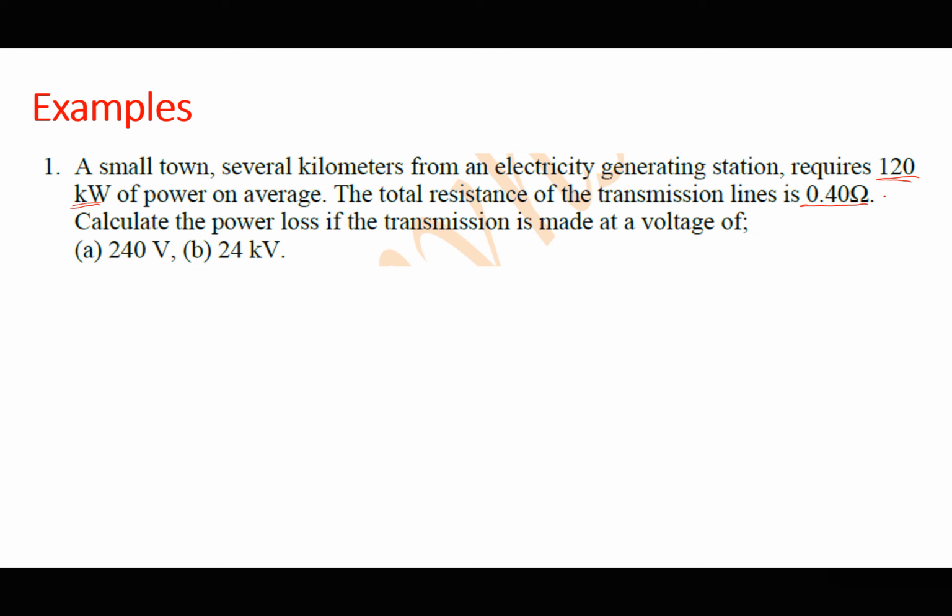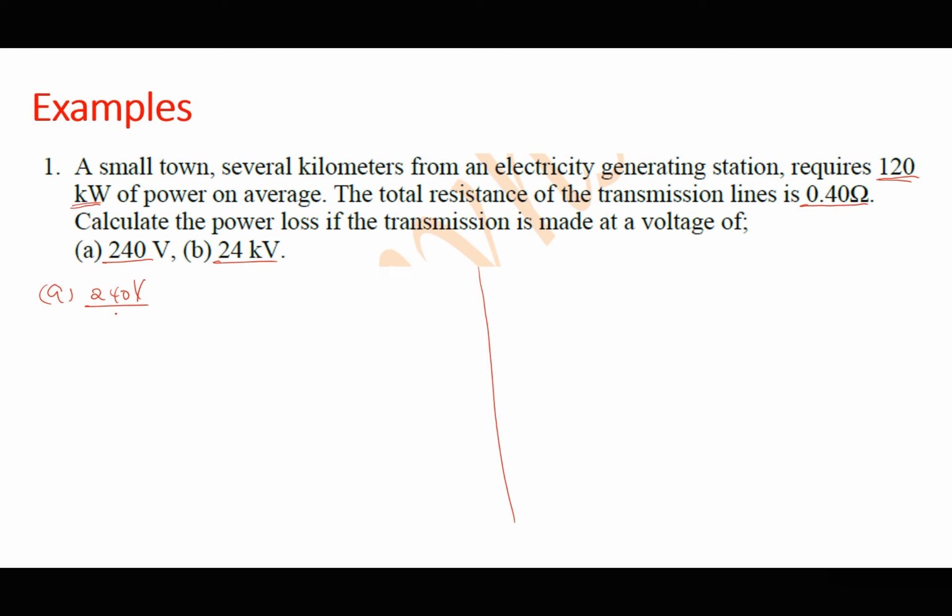Let's calculate the power loss if the transmission is (1) made at 240 volts and (2) made at 24,000 volts, and then we compare which one is advantageous. Is it A or B? Let's start with A: transmitting power at 240 volts.